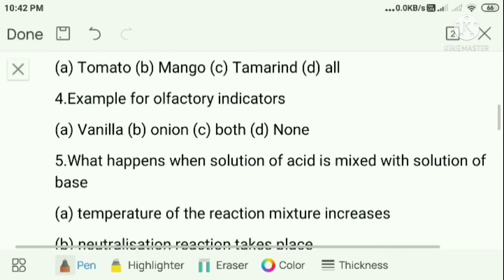Now let us come to the fourth question, that is, example for olfactory indicators. Students, first let you know what olfactory indicators are. Olfactory indicators are some substances which show smell difference in acidic and basic medium. For example, vanilla and onion can act as olfactory indicators. Here the options are A is vanilla, B is onion, C is both, and D is none. The answer is both vanilla and onion. So the answer is option C.